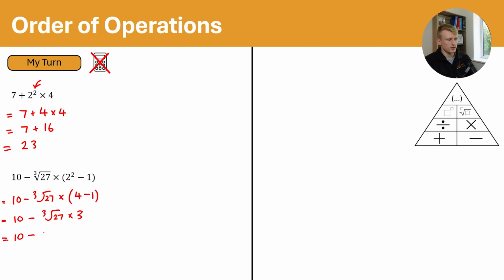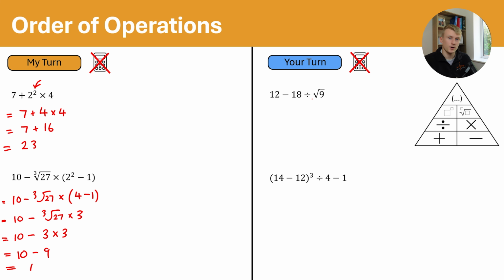The cube root of 27 is 3. So I'll write that. Then I do my multiplication. So I'll do 3 multiplied by 3 to give me 9. So 10 subtract 9 is 1. Pause the video and give these questions a go.